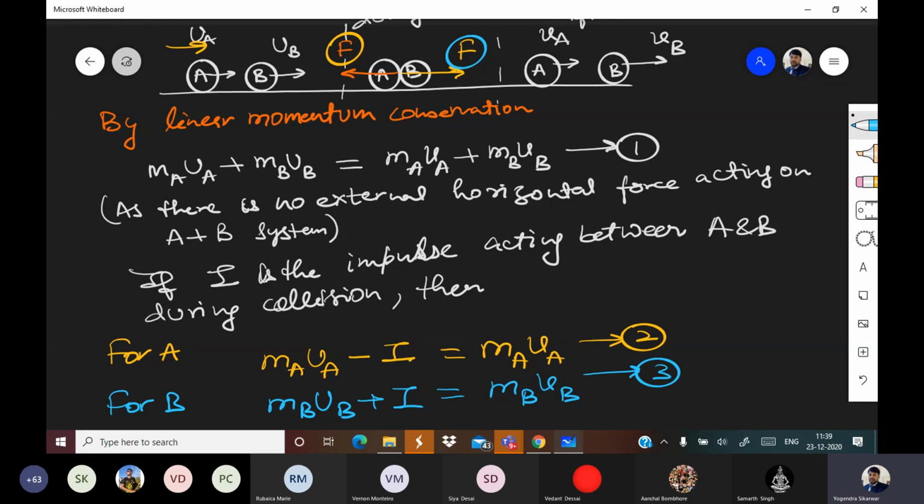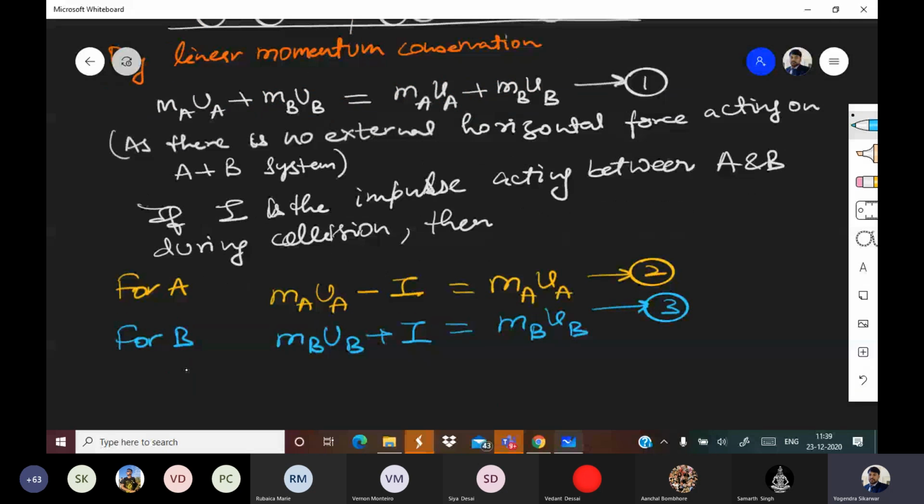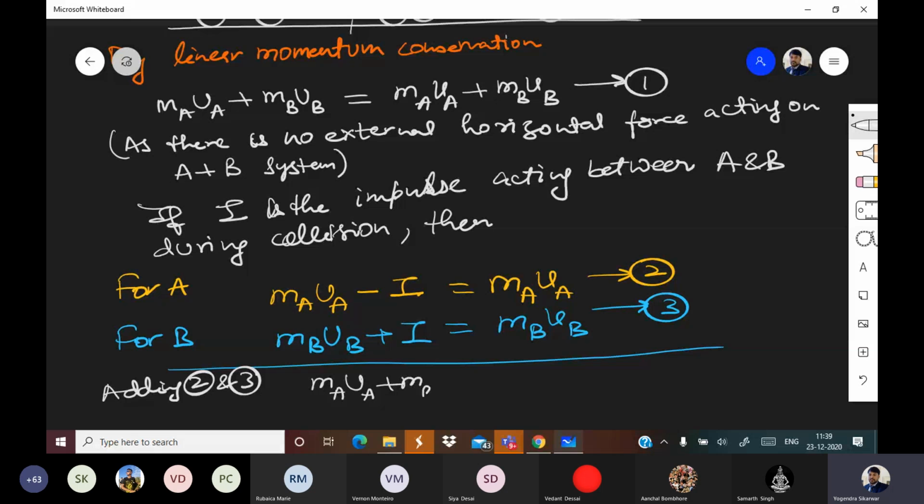Okay. If I add them, adding 2 and 3, adding 2 and 3. So what do we get? MAUA plus MBUB is equal to MAVA plus MBVB. This was your linear momentum conservation equation.